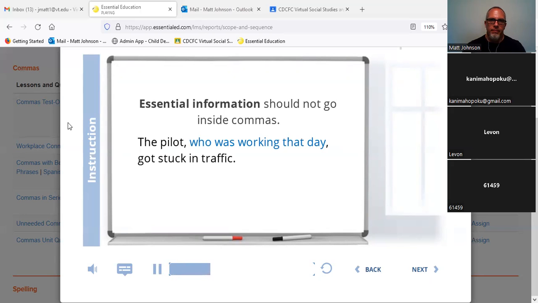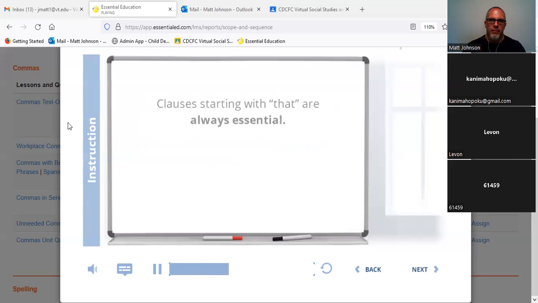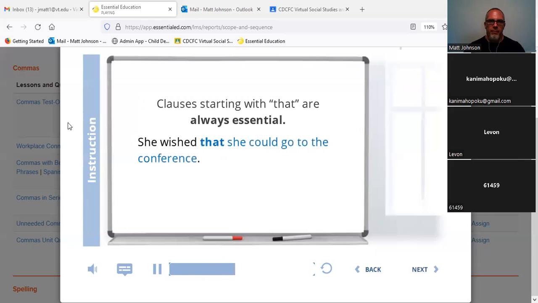Now, this sentence depends a little bit on context. Are you talking about one pilot, and she just happens to be working that day? That's what this sentence means with the commas. But if you take away the commas, the sentence is distinguishing which pilot you mean. Without the commas, the reader knows that you're using "who was working that day" to describe which pilot got stuck in traffic. Clauses starting with "that" are always essential and should never have commas. Like this. She wished that she could go to the conference. The book that is required for this class is expensive.